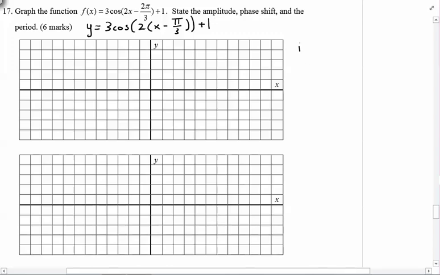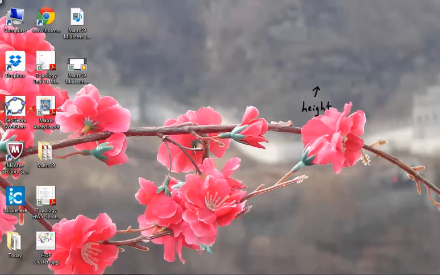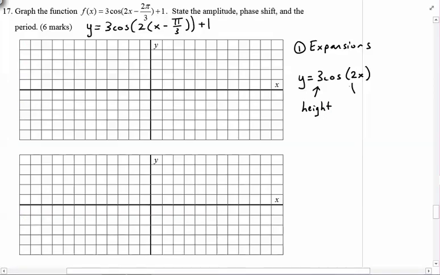And the first step is we want to graph all the expansions without the translations. So I'm just going to graph y equals 3 cosine of 2x. So the 3 tells me the height of the wave. That's the amplitude. The 2 tells me that I'm compressing the graph 2 times horizontally. This tells me that 2 waves fit from 0 to 2 pi.